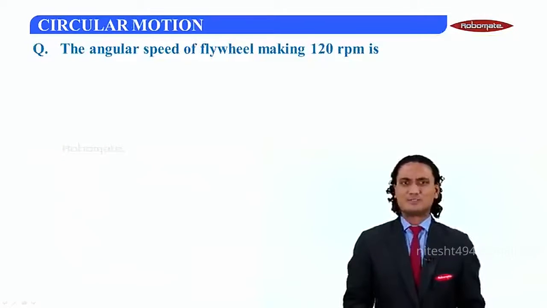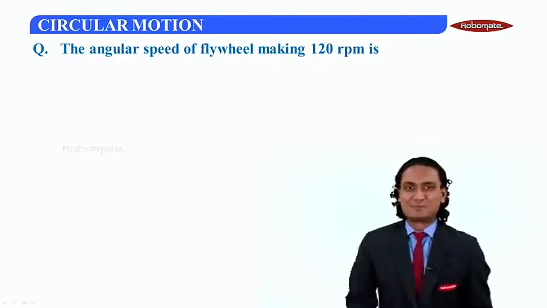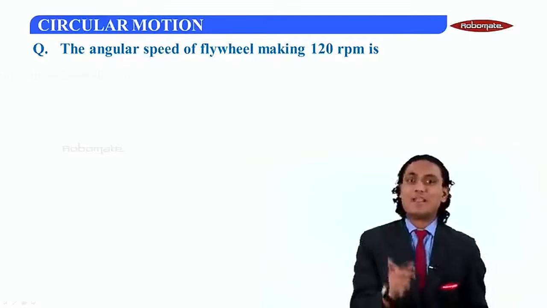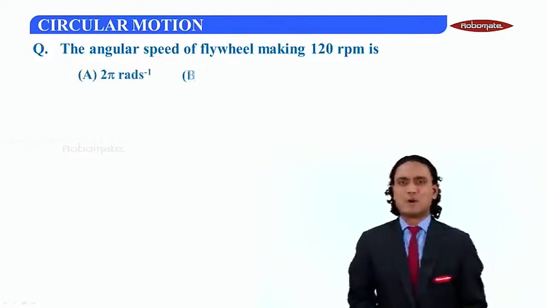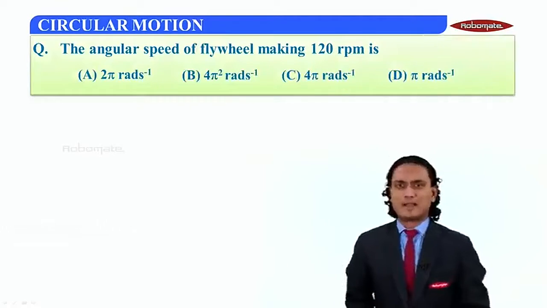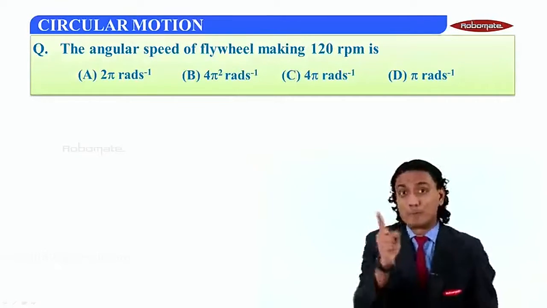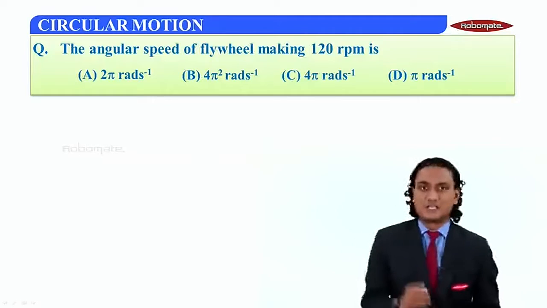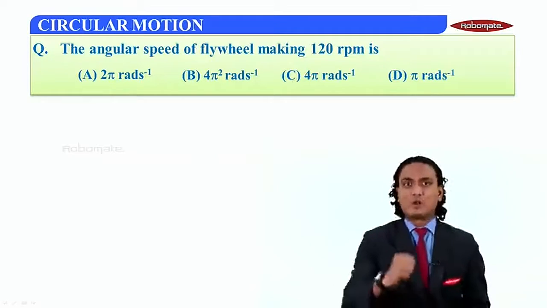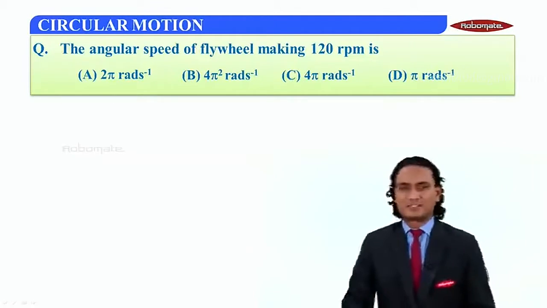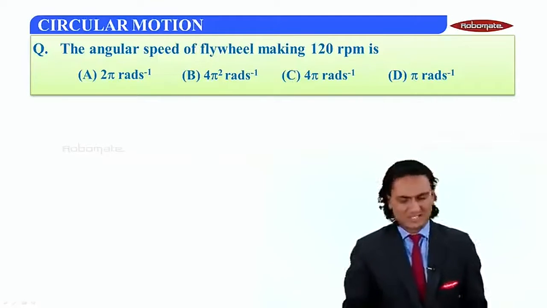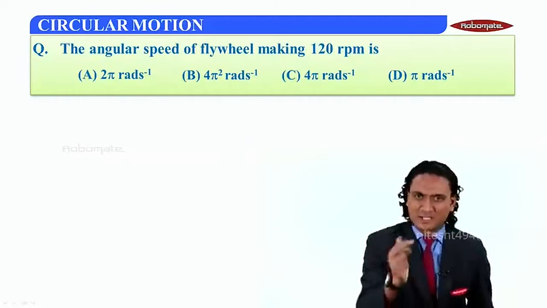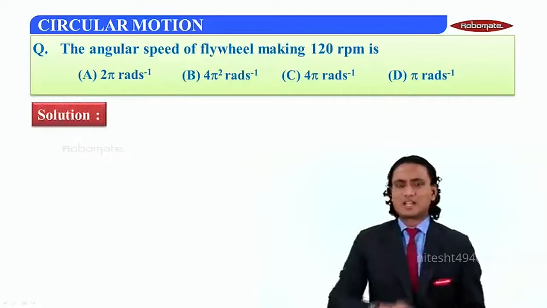The angular speed of a flywheel making 120 RPM is? Option A, 2 pi radian per second. Option B, 4 pi square radian per second. Option C, 4 pi radian per second. Option D, pi radian per second. The procedure is identify, set up, execute and evaluate. First, let us identify and set it up.